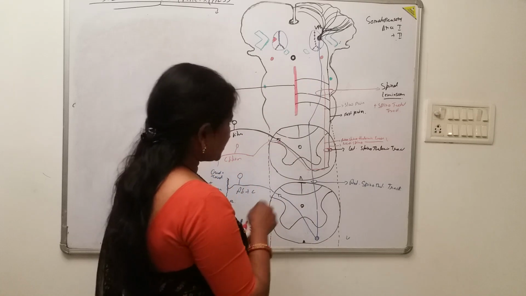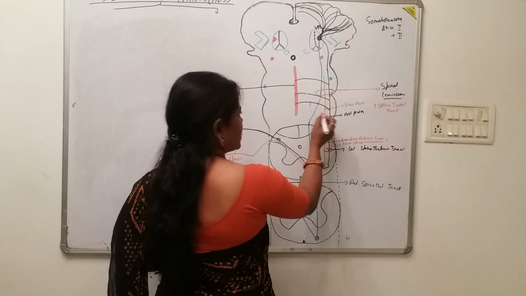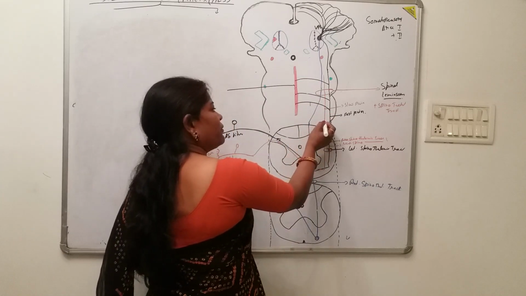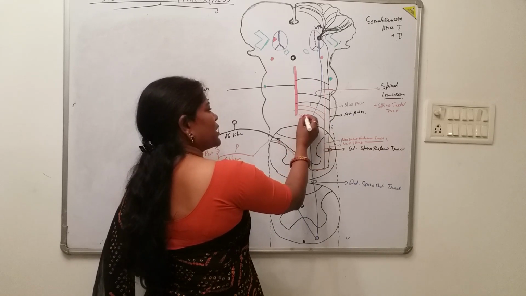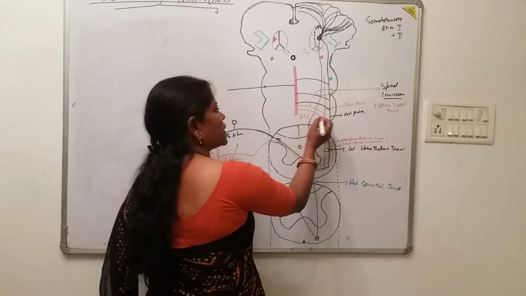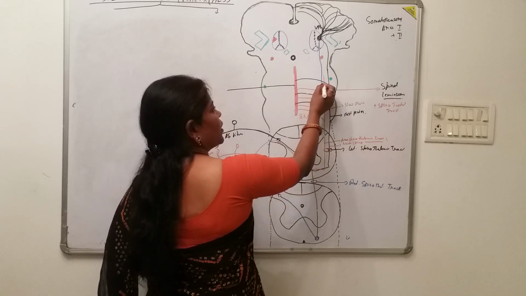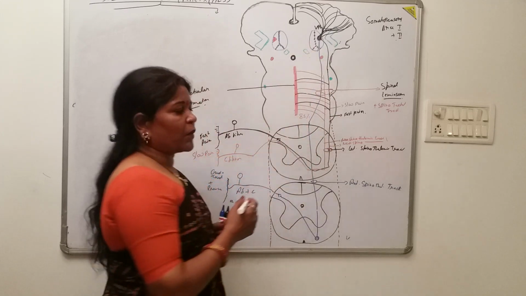So what about this slow pain? In this pathway, what does the slow pain do? Slow pain, maximum fibers, it gives the collaterals, and 85, I will say 85 to 90% fibers, it terminates in the reticular formation here before going into the thalamus.